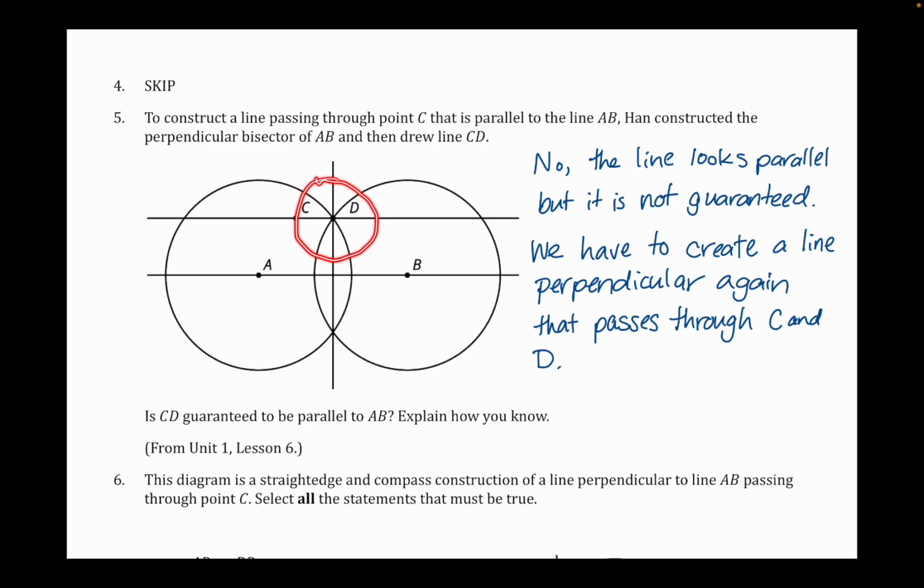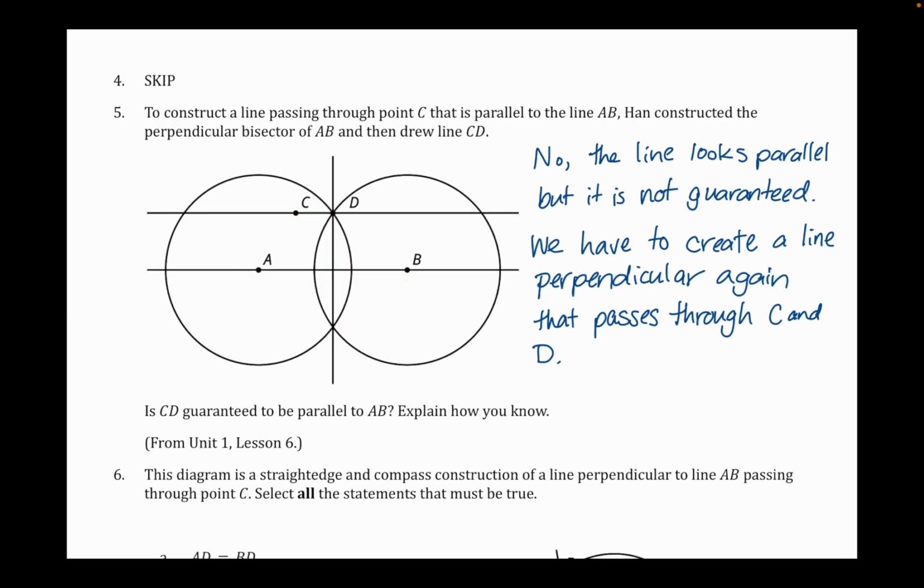C even. Well, we can do the perpendicular bisector here, but we just need a line perpendicular to this now. Because if we have two lines that are perpendicular to the same line, that's going to make them parallel and guarantee that for us. So we have one line and one line that's perpendicular to it. We have to make one that is again perpendicular in order to make it parallel. And it just says that Han drew line CD. He did not do anything to make it perpendicular.